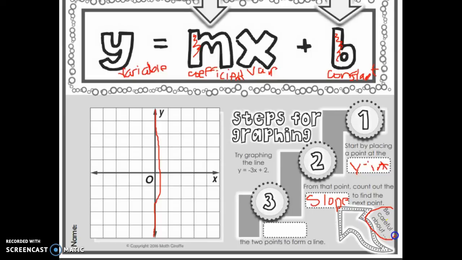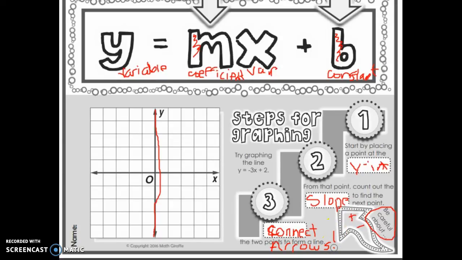But circle this part, be careful about positives and negatives. Remember, negatives go down and to the left, positives go up and to the right. And then connect the 2 points to form a line. Don't forget arrows, always. These lines go on forever in both directions.